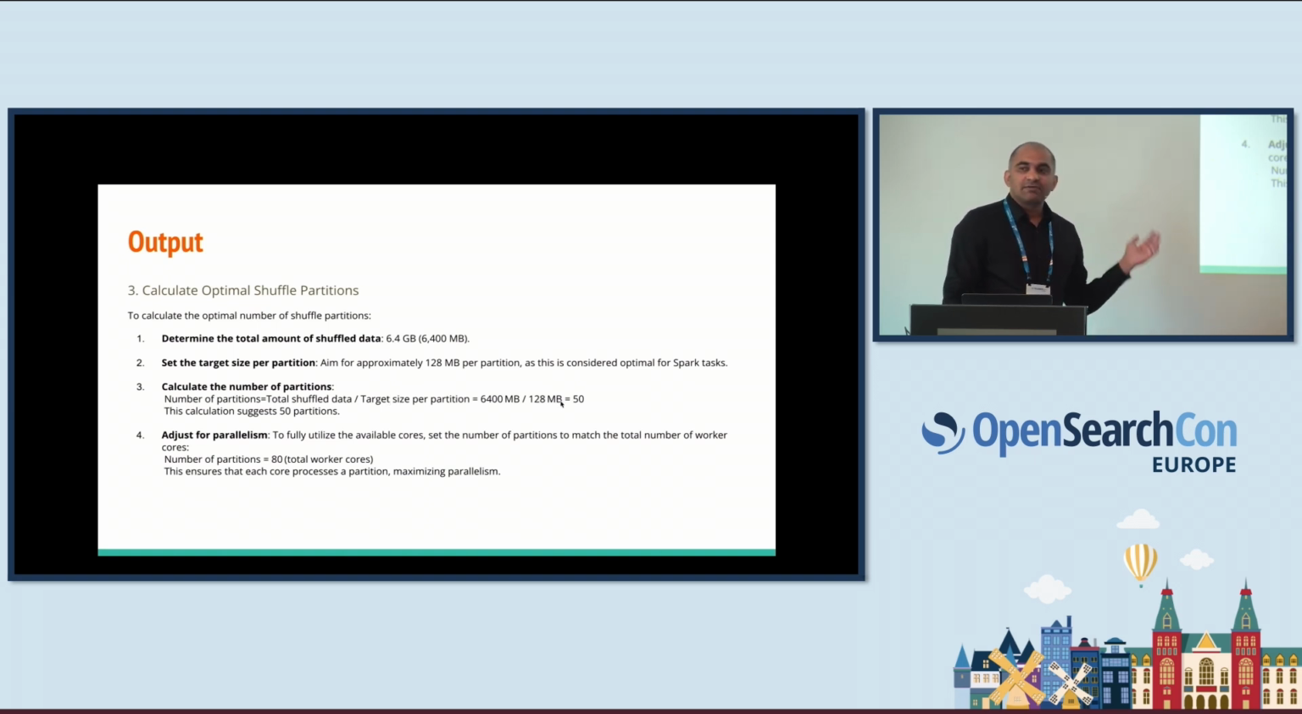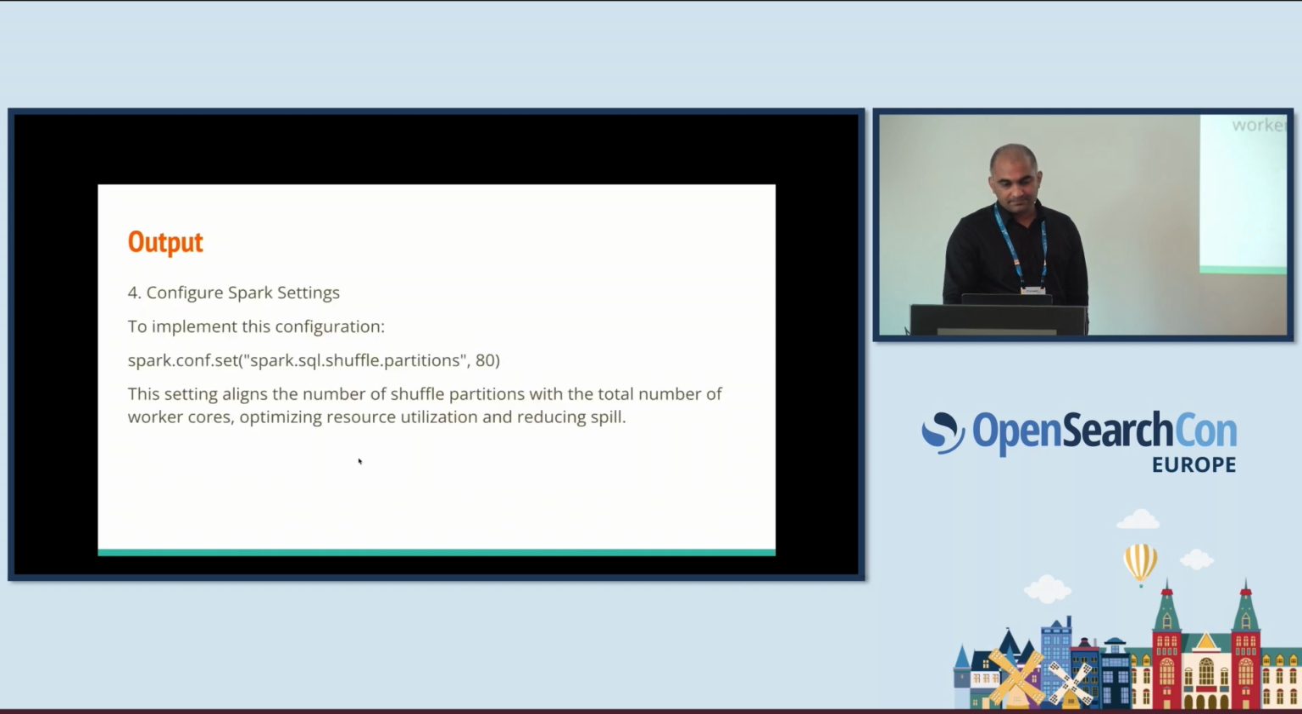For this calculation in particular, it went to Python to calculate it, fetched it back using the tooling callback interface, and finally adjusted for the parallelism. This is where it gives you what should be the number of partitions for your configuration. And this is the recommendation it has for you: you need to set the Spark SQL shuffle partitions configuration to the value 80.